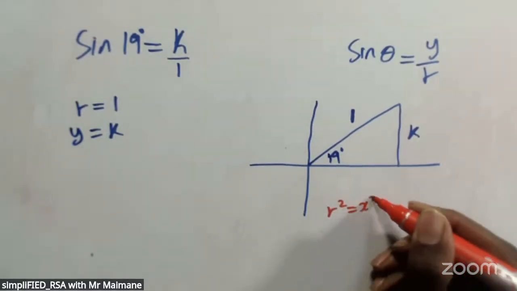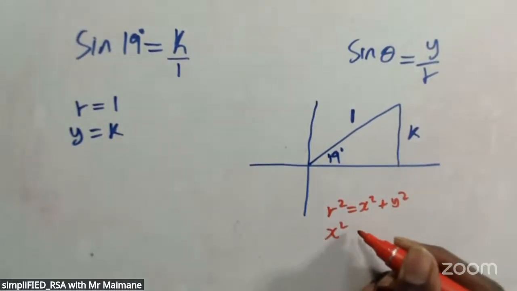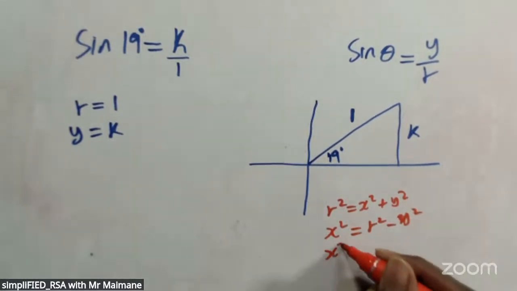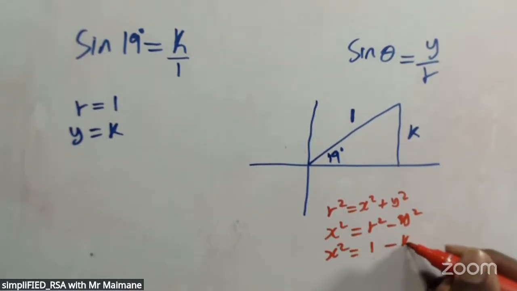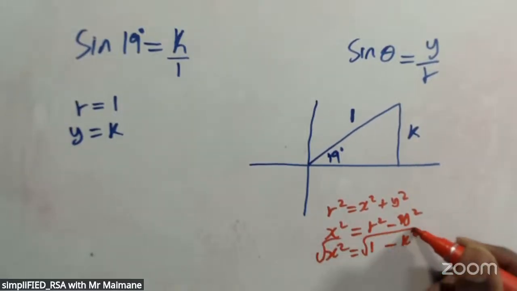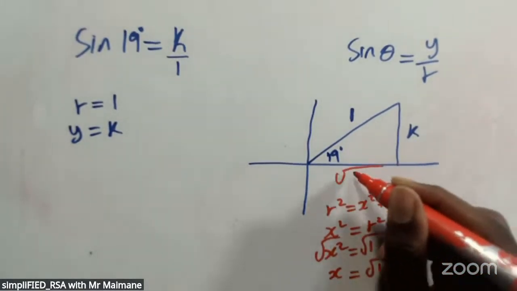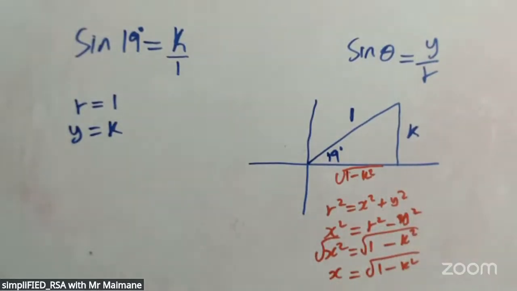r squared is equal to x squared plus y squared. Therefore, x squared is going to be r squared minus y squared. Therefore, x squared is going to be 1 minus k squared, but we are looking for the square root. So x is going to be the square root of 1 minus k squared.